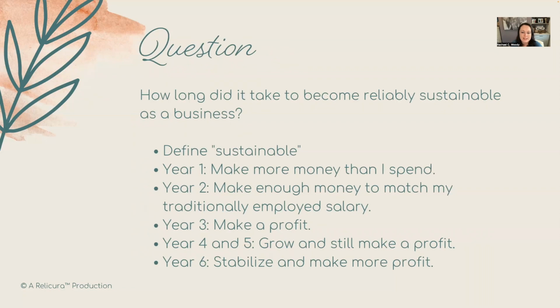Question: how long did it take to become reliably sustainable as a business? So first, I am not 100% that we have the same definition of sustainable, but hopefully this answer will help. Year 1, my goal was I just need to make more money than the cost of setting up the business. Basically, I did not want to cost me or my partner money in that first year.